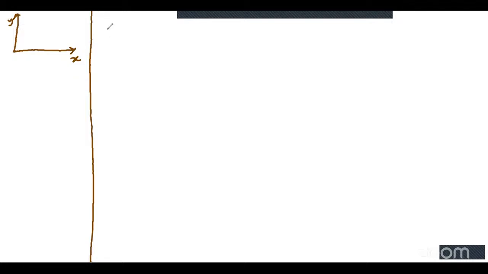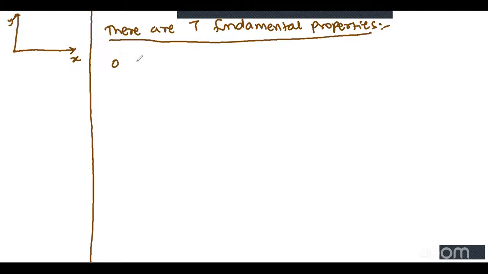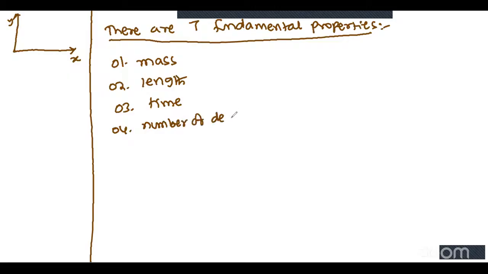There are 7 fundamental properties in physics. You need to remember these 7 fundamental properties. Number 1 is mass. Number 2, length. Number 3, time. And number 4, number of degrees of freedom.